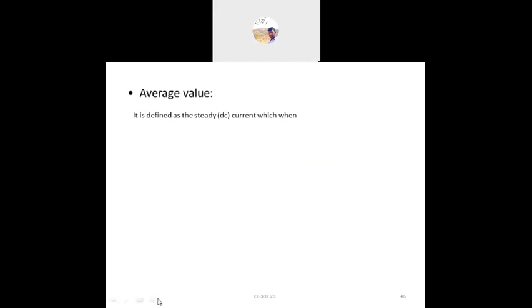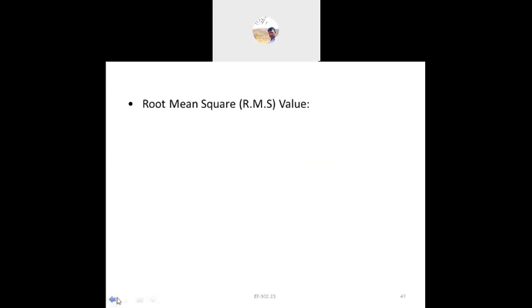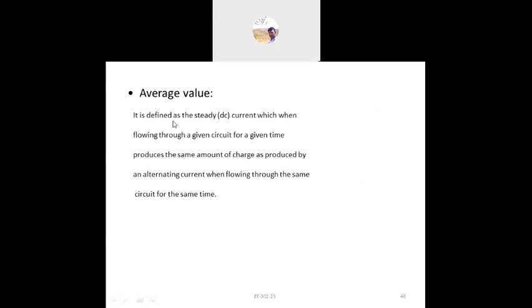So average value is defined as the steady current which, when flowing through a given circuit for a given time period, produces the same amount of charge as produced by the alternating current flowing through the same circuit for the same time. So this is the average value.